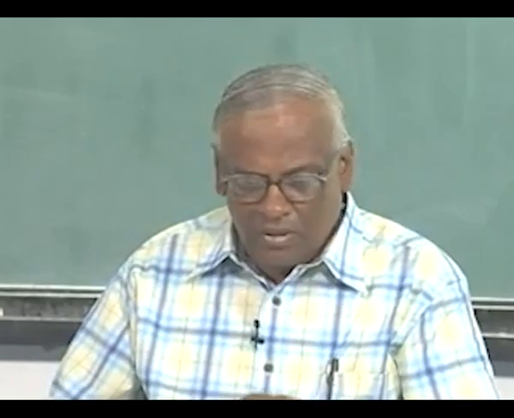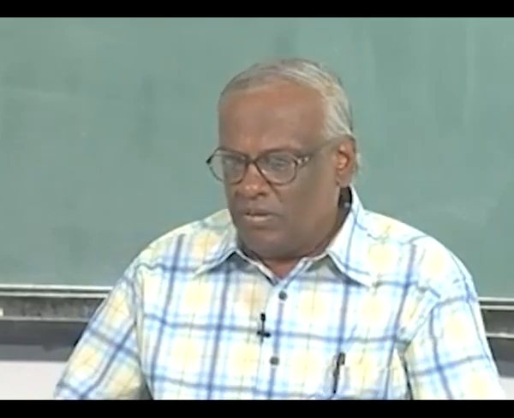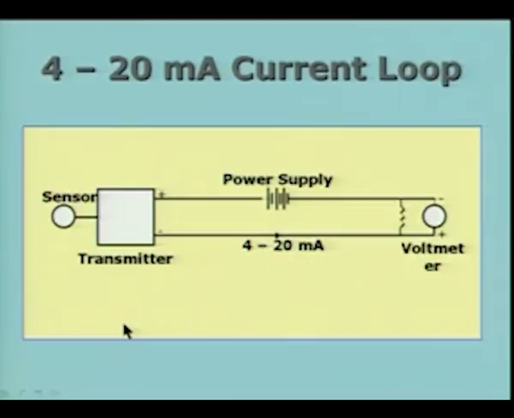And many times the instruments, especially used in industrial practice, also use what is called a 4 to 20 milliampere current loop. Let me just explain what it means. So, you have a sensor, it may be a temperature sensor, pressure sensor or any other sensor which we are interested in. The output of this sensor may be in the form of voltage or may be in the form of current, whatever it is.